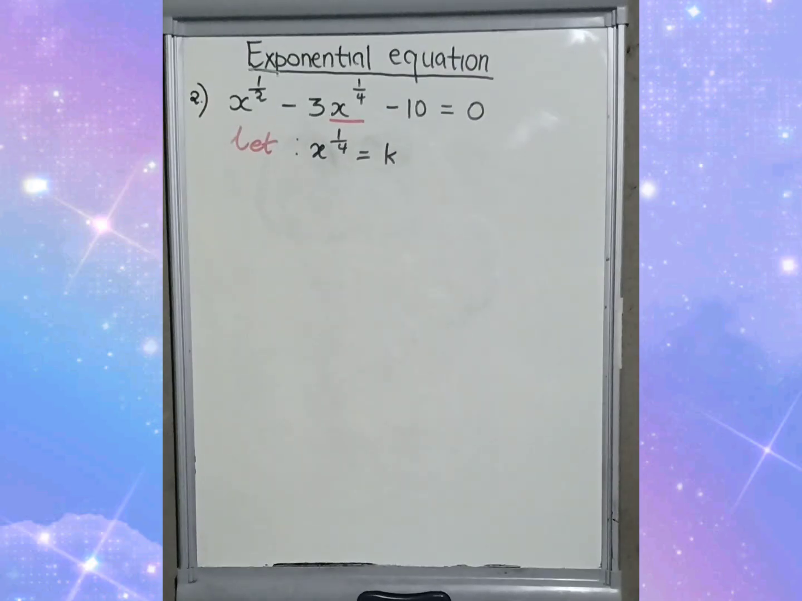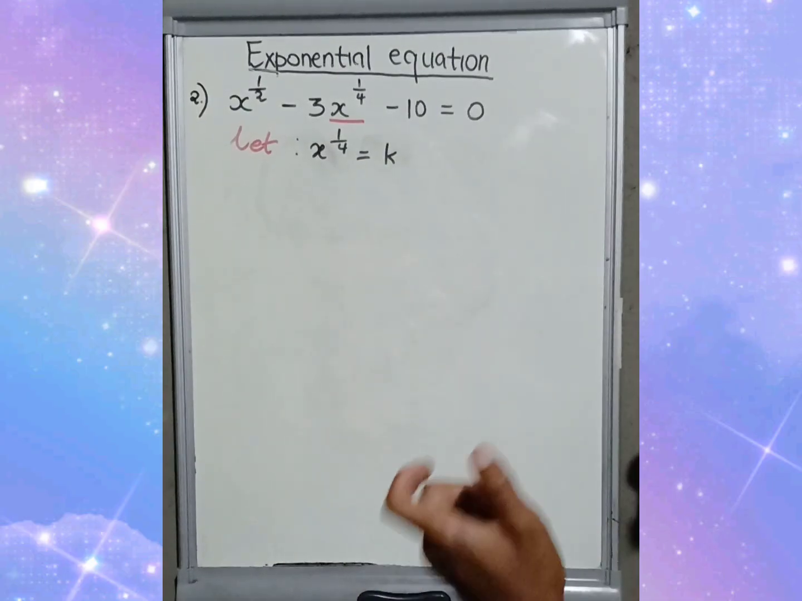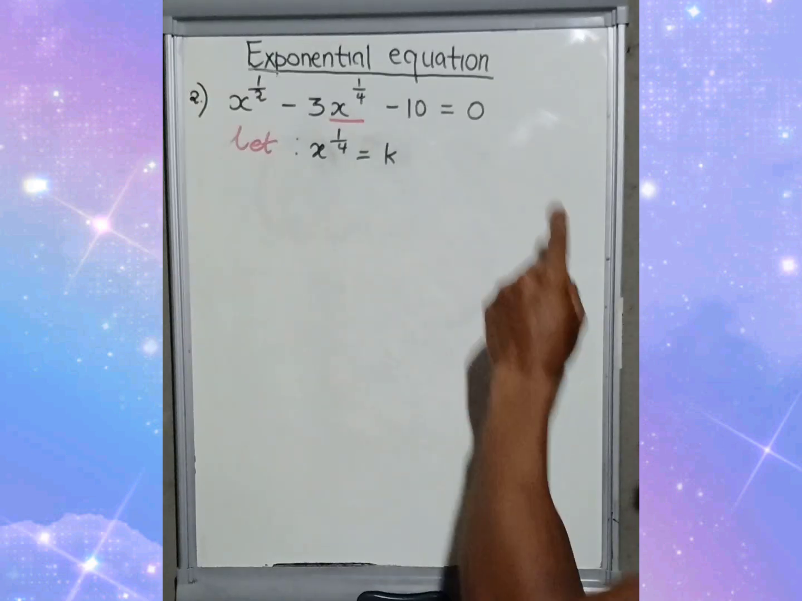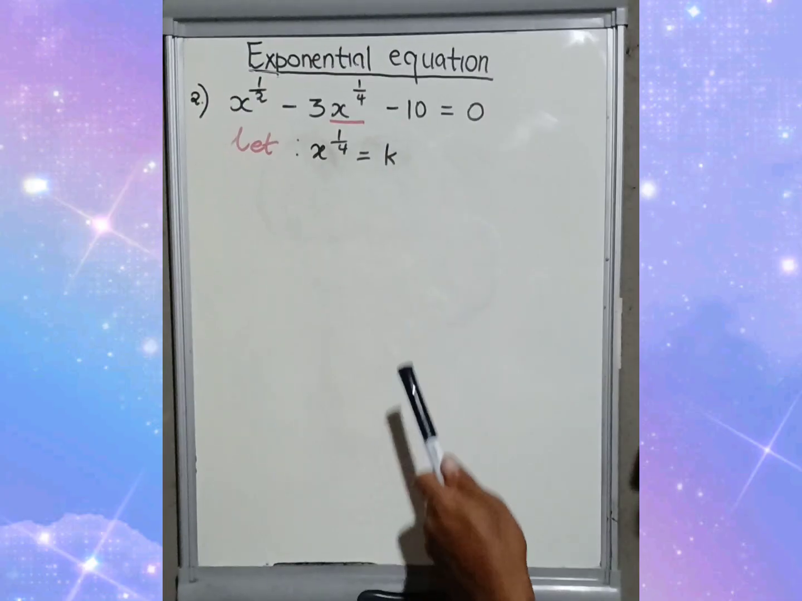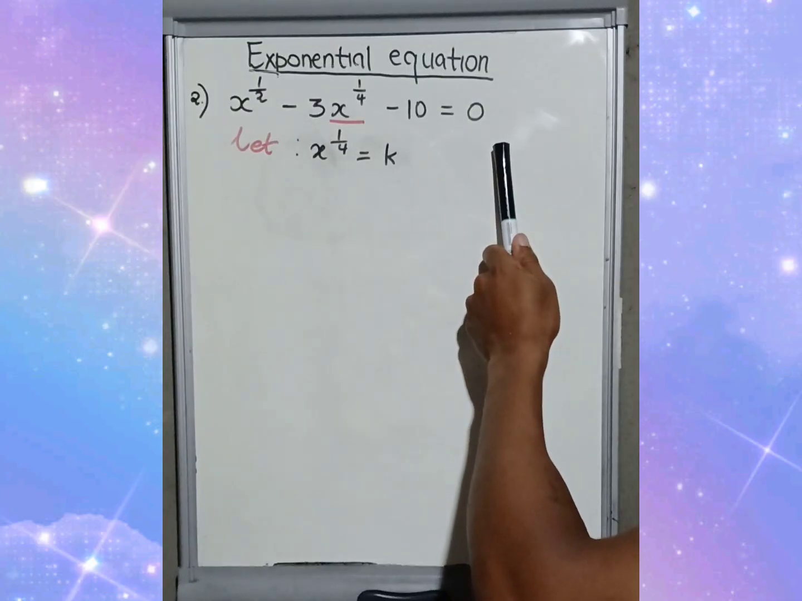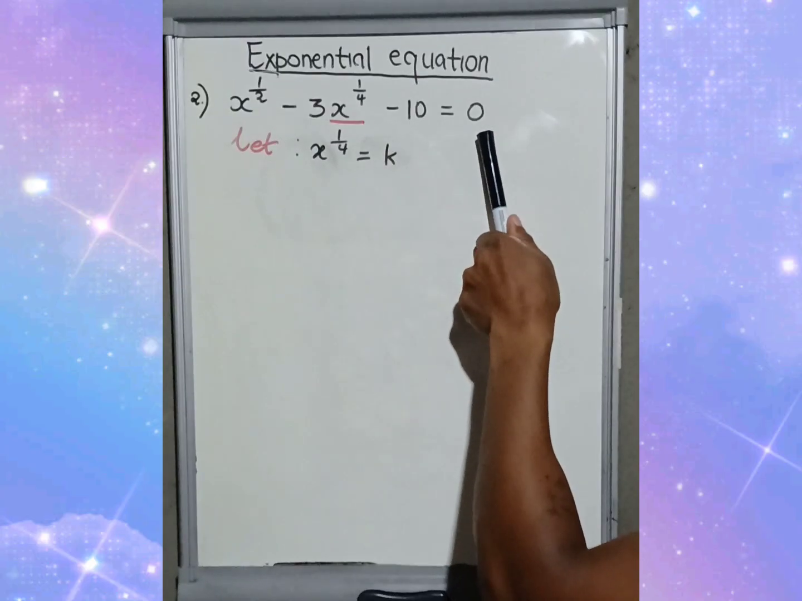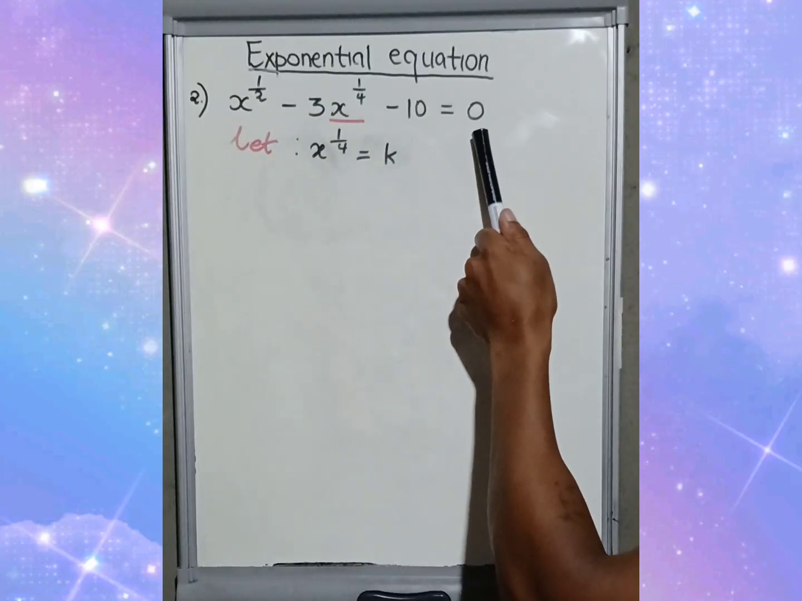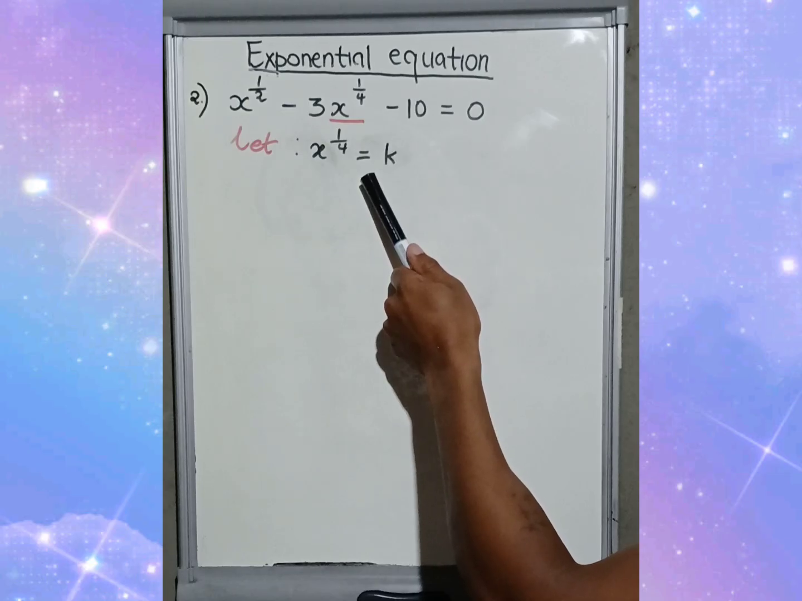When do you use the k method? We use the k method only if the right hand side equals 0. Grade 11, it is very important to take note. You can't use the k method if we have a number on the right hand side. Please take note of this. The right hand side must be 0. As you see here, we have 0. Then you are able to use the k method.